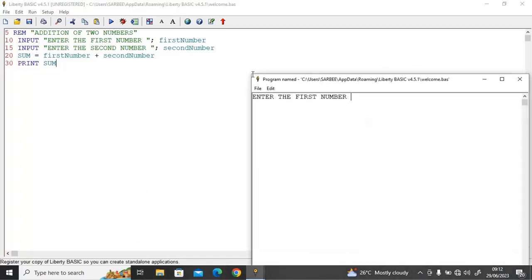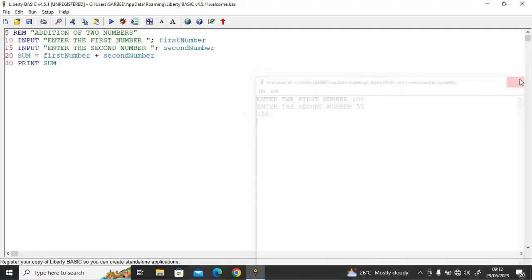You can also enter another number. Let's say first number is 100, second number, let's say, is 55. That should give us 155. This is it. So this is our first problem.